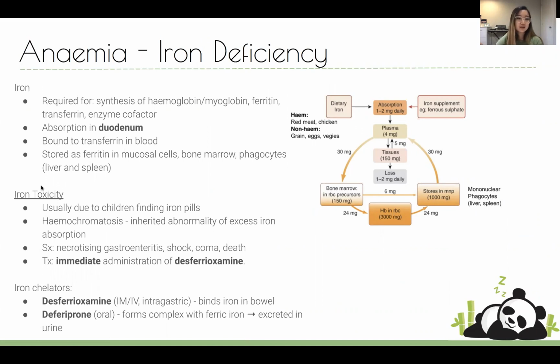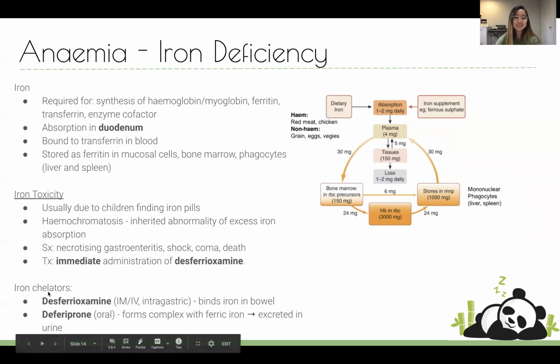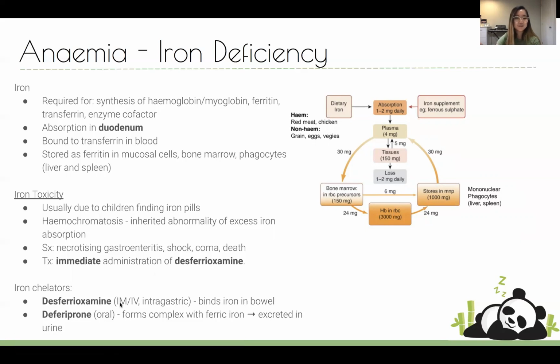So iron toxicity is possible, and it's usually due to children finding iron pills, but you can also get it if you have an inherited condition called hemochromatosis, and it's bad. Essentially, it's just bad. The treatment is to administer desferrioxamine, which is an iron chelator. So it binds iron in the bowel, so you can't absorb it.